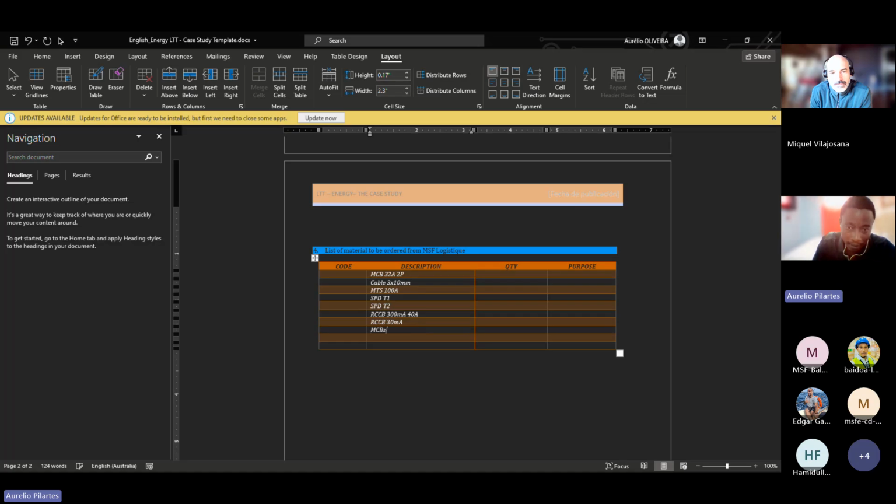You will need MCBs also for the rest, and you will need more cable for your circuits, which are cables of 2.5 and also cables of 1.5 square millimeters. All of this you'll need in your bill of quantities. Then you go with the quantities here and the codes, the Unicat codes of all these items you will find in Unicat.